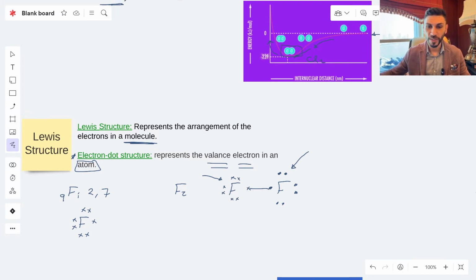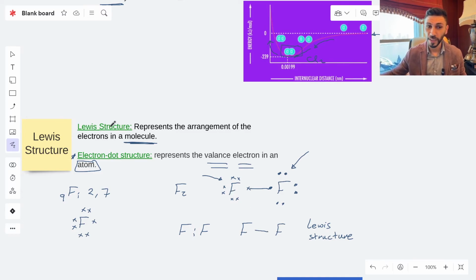How can we write the Lewis structure for F2? We can write it in both ways. We can write it F, 2 electrons, another F, so that is a bond between fluorine and fluorine, or we can write it simply fluorine, another fluorine, and a vertical line between them. This is the bond between the fluorine and fluorine, and this is the Lewis structure for the F2, for the molecule.